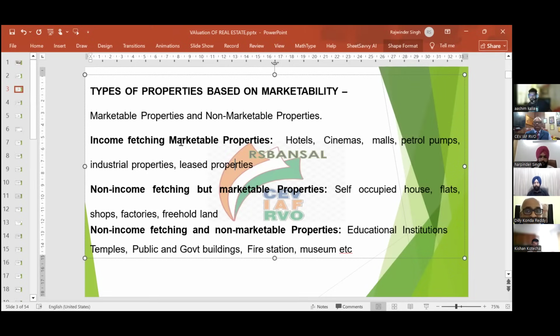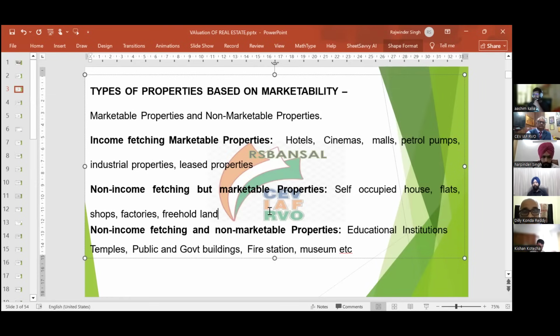So from the name it is clear, those properties which are not generating any income, they are not generating any rent, as an example. But they are marketable, they can be sold in the open market. So self-occupied house, flats in which a person is residing, shops which are being used for self-purpose, self-business, factories, and freehold land. These are non-income fetching but marketable properties.